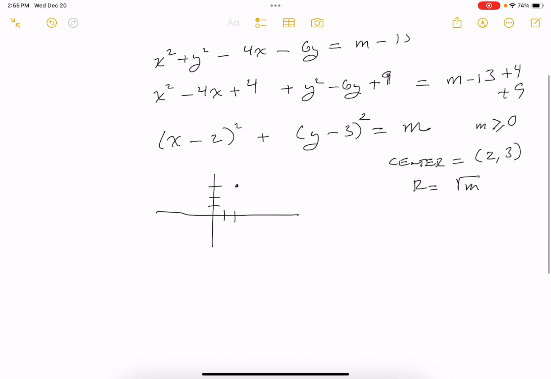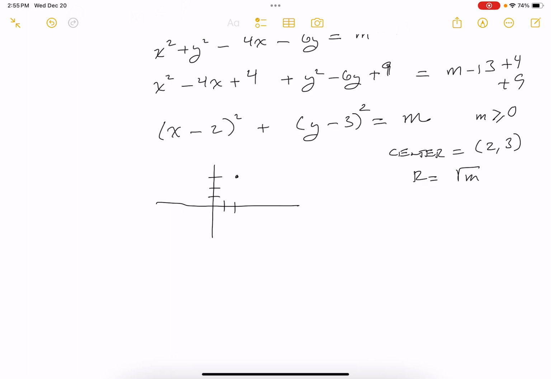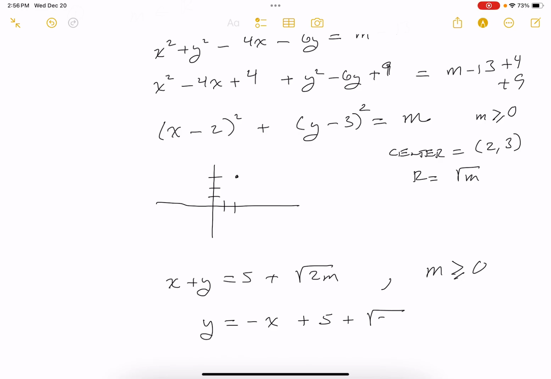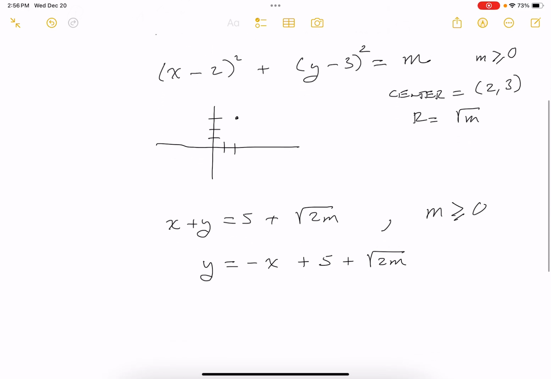So I got that. Now the other question is, there's going to be a curve over here. Let me write this one down. Not a curve, it's a line. And that line is x plus y is equal to 5 plus the root of 2m. Now here m has got to be greater than or equal to 0, just like before, by the way. All right, this real number. And let's take a look at this. It's the equation of a line, y equals minus x plus 5 plus root 2m.